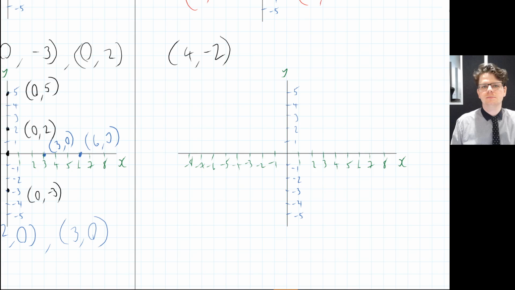Alrighty, so hopefully you've had a go. So let's do the first one. 4, negative 2. 4 across, 2 down. Perfect. Negative 6, 2. It's negative 6 to start with. 2 up. You can draw a neater point than that. Negative 6, 2. 5, 0. 5 across, 0 up or down. And last one, 0, negative 3. 0 across, down 3.